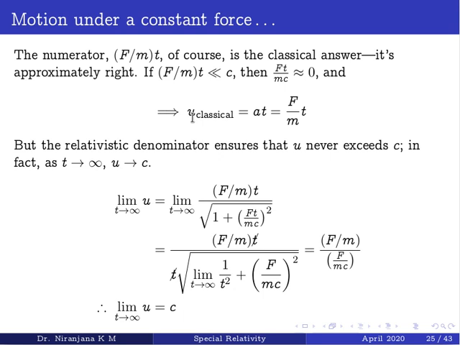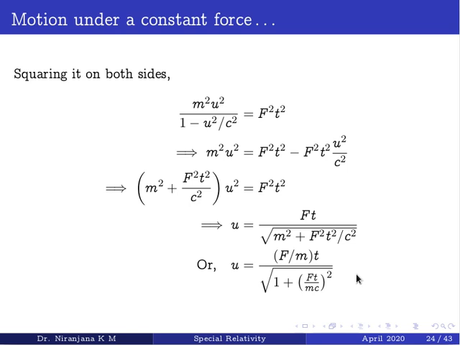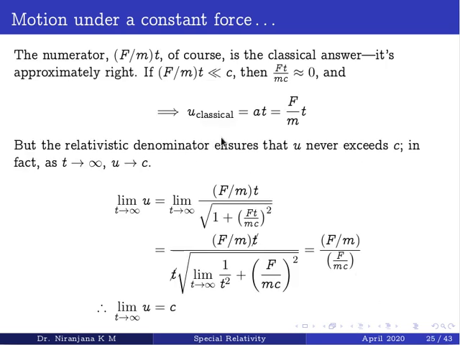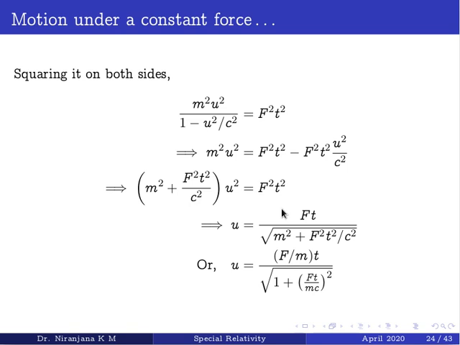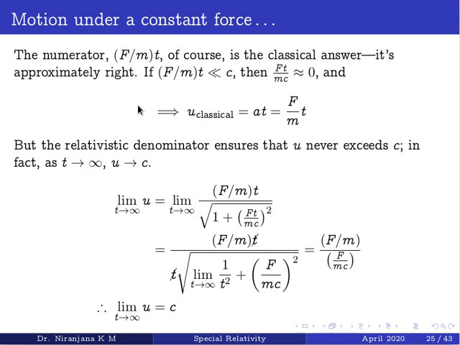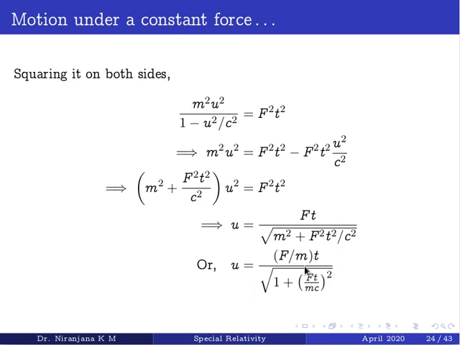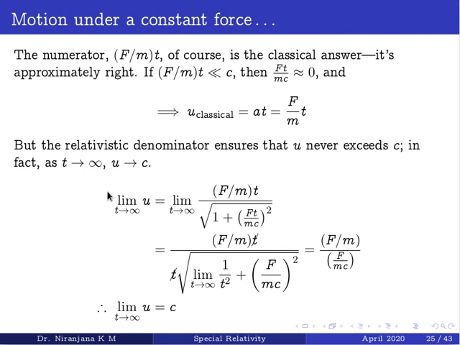And here also we are getting the same thing. If you substitute Ft by mc in this expression, you will get Ft by m as the velocity of the particle. Hence, in the non-relativistic case, the u expression we just obtained will reduce to the classical expression for the velocity of a particle subjected to a constant force. Now, the denominator part will take care of the fact that the velocity can never exceed the velocity of light.